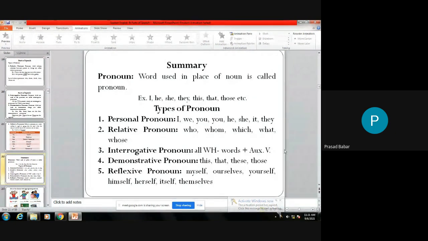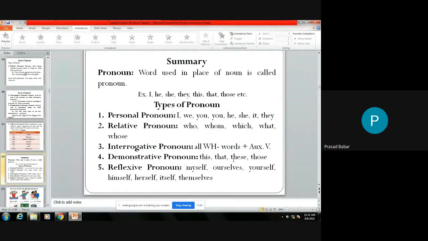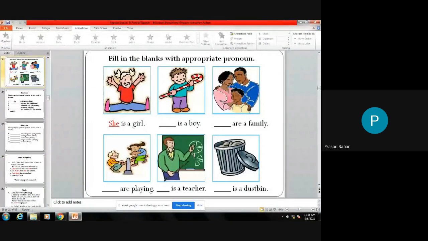So this is about the pronoun and its types. We have discussed pronoun and its types in this lecture. So let's do some exercises. You have to answer these questions. Just watch this picture, observe this picture, and answer the questions. First is fill in the blanks with appropriate pronoun. You have to fill these blanks with the appropriate pronoun.